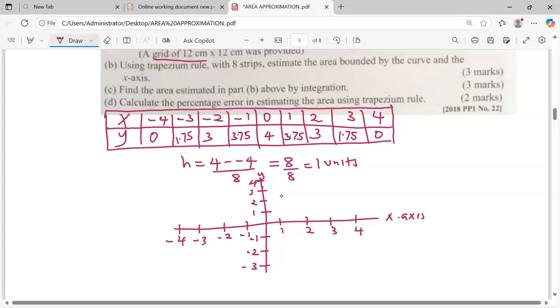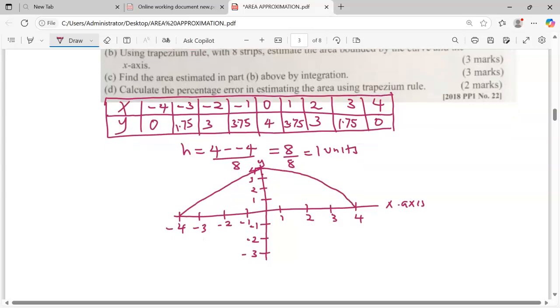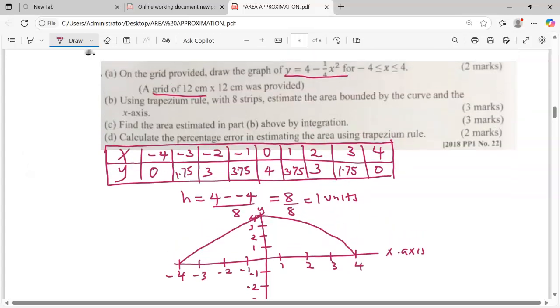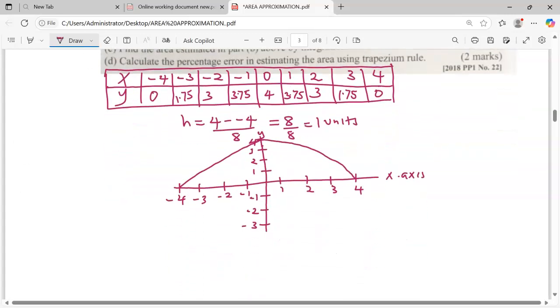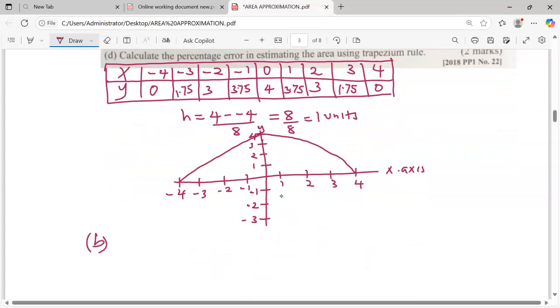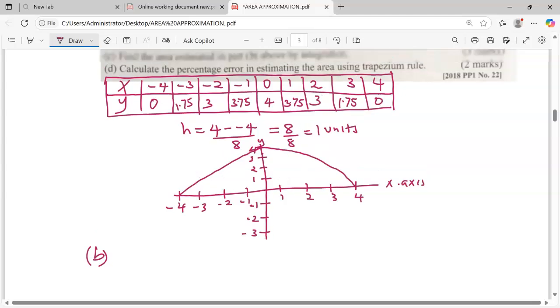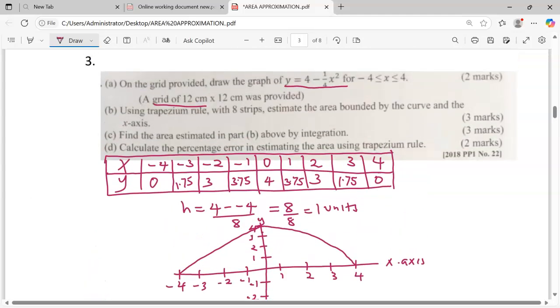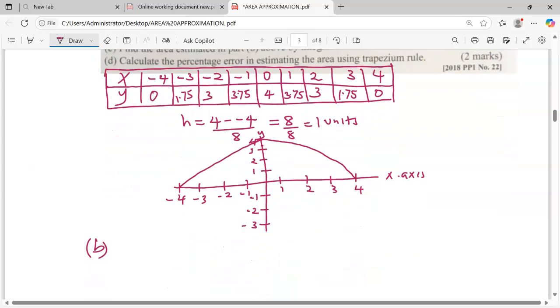From the plotting of all the points you can see there, once we have done that, we are supposed to move to part B. For part B, we are supposed to use the trapezium rule with 8 strips to estimate the area bounded by the curve and the x-axis.